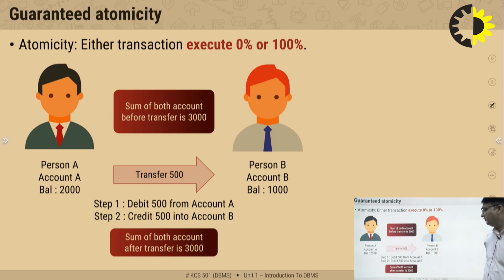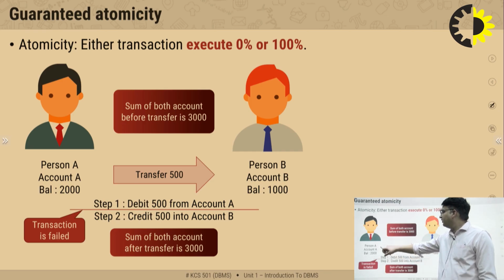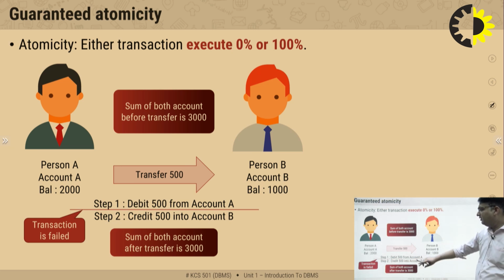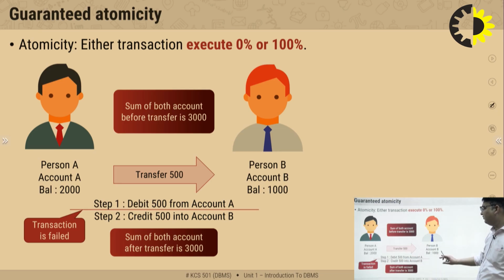Now the sum of both accounts after the transfer should be 3000. Now one step has been accomplished, that 500 has been debited from here, but after this step the transaction fails. So clearly 500 has been deducted from the account of A but not deposited to the account of B. So this results in inconsistency. That is, the total amount is now different.